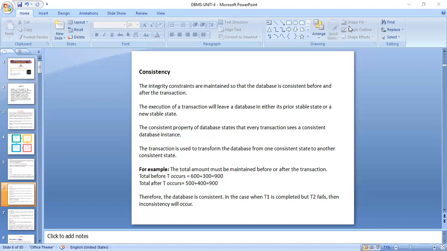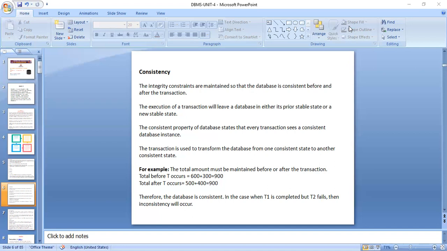The consistency property, the perfection property of the database state, is that every transaction sees a consistent database instance. So the instance is also to be perfect. Then only will the database transaction be in perfection. The transaction is used to transform the database from one consistent state to another consistent state.